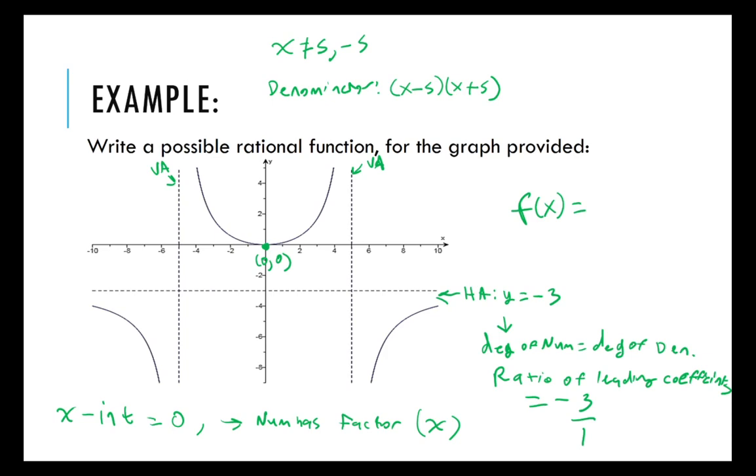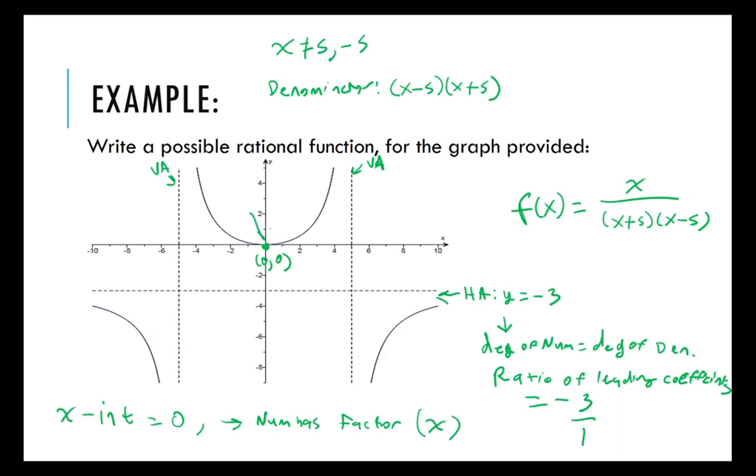All right, so let's fill in what we've got. I know that this thing has to have x plus 5 and x minus 5 in the denominator. That's our vertical asymptote step. Then it has to have a 0, a factor of x, in the numerator. But the degrees have to match, and so it's okay for this to be raised to a higher power.